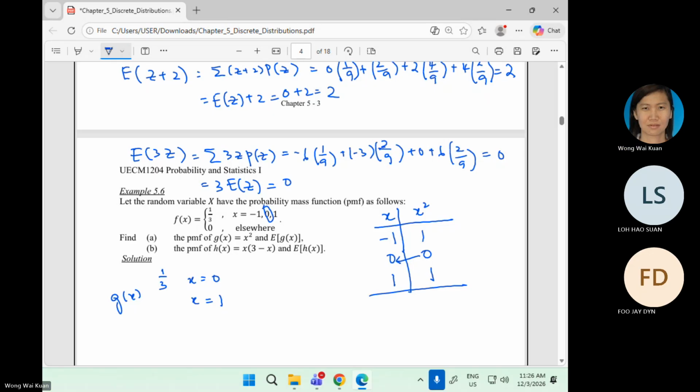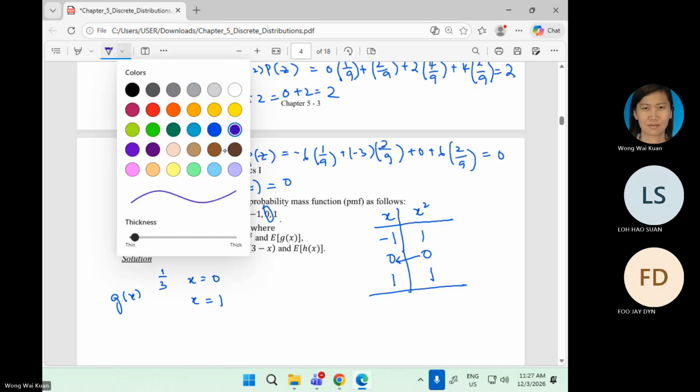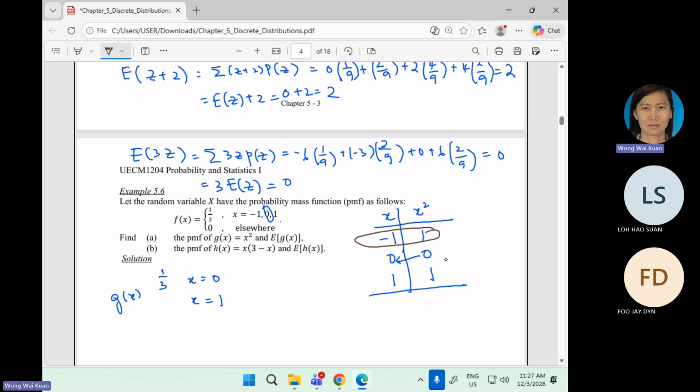Okay? Now, how can my g(X) be 1? So it could be this or this, right? But this one, the probability is 1/3, and this one, the probability is also 1/3. But this is this or this. So this becomes 2/3. And don't forget, you want to make things complete, then you have 0 elsewhere.